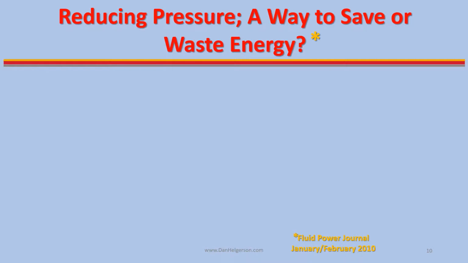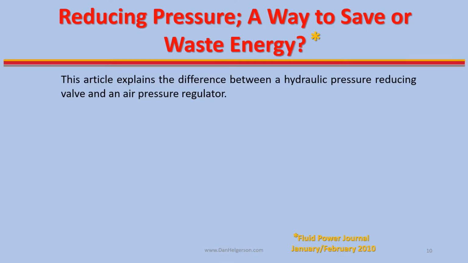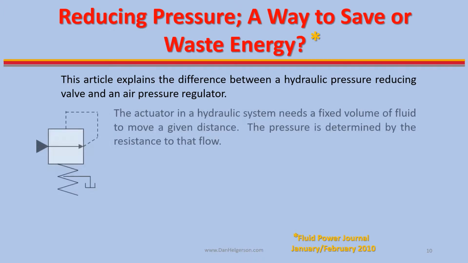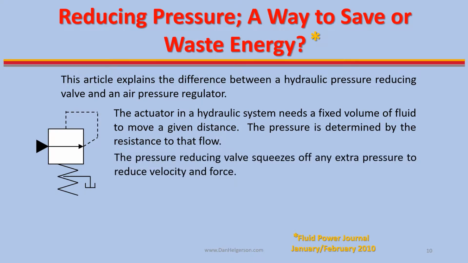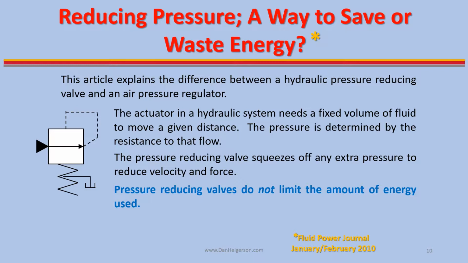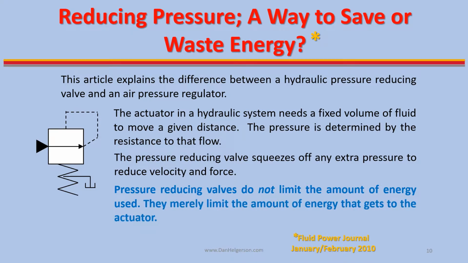Reducing pressure, a way to save or waste energy. This is the title of an article that was in the Fluid Power Journal, and the article explains the difference between a hydraulic pressure reducing valve and an air pressure regulator. The actuator in a hydraulic system needs a fixed volume of fluid to move a given distance. The pressure is determined by the resistance to that flow. The pressure-reducing valve squeezes off any extra pressure to reduce velocity and force. Pressure-reducing valves do not limit the amount of energy used. They merely limit the amount of energy that gets to the actuator.